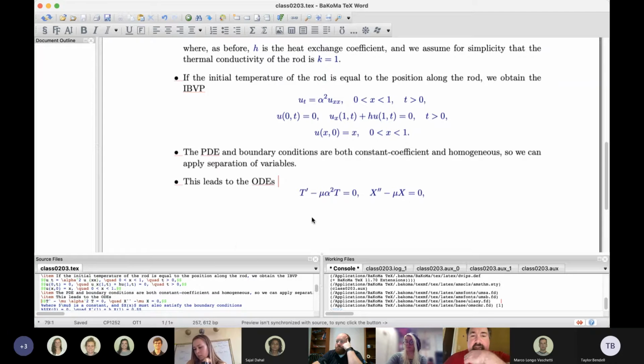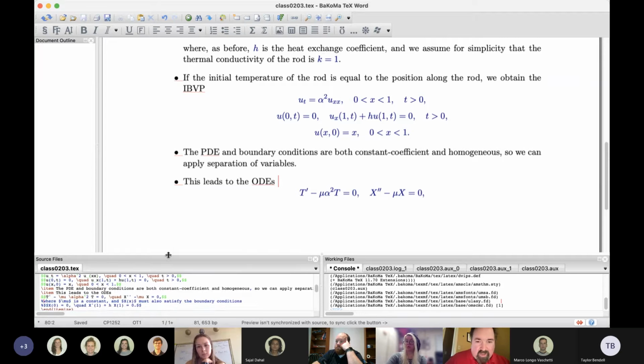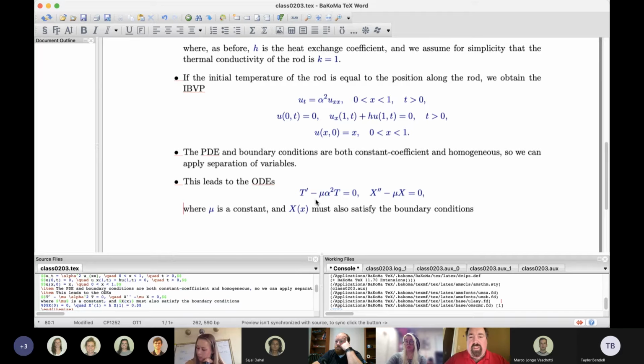Now, one thing I want to point out: if you look up the notes from lesson 5, last Wednesday, I had these same ODEs, except instead of mu, I had k as the constant. The reason for the change is that k plays a role in this boundary condition. We're assuming it's 1 here, but I just didn't want the conflict in notation. But in separation of variables, we have T prime over alpha squared T is a constant, X double prime over X is a constant, and they must be equal to that same constant, and we call that constant mu in this case.